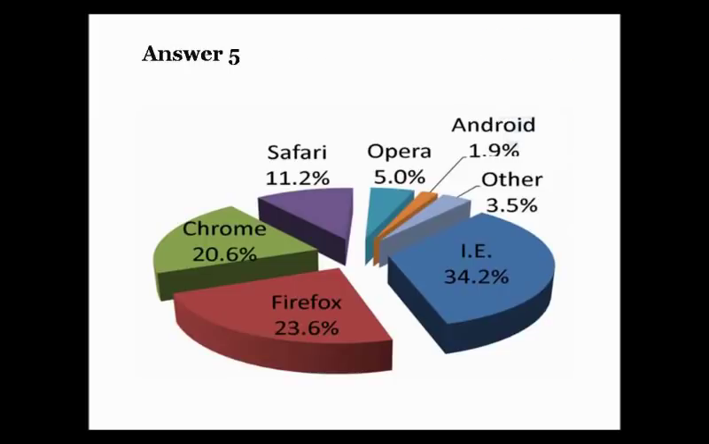The pie chart gives information about the usage of browsers. To begin with, we can see that there are categories in comparison, which are Firefox, Chrome, IE, and so on. According to the graph, the largest proportion goes to IE at 34.2%, while the smallest proportion goes to Android at 1.9%. Last but not least, for the rest of the categories, the numbers are ranging from 3.5% to 23.6%. In conclusion, this is a very useful graph and it helps us to understand that IE is still the most popular browser.